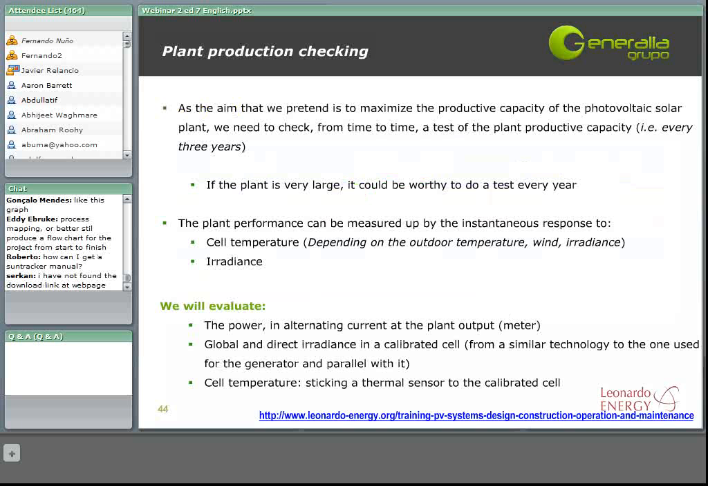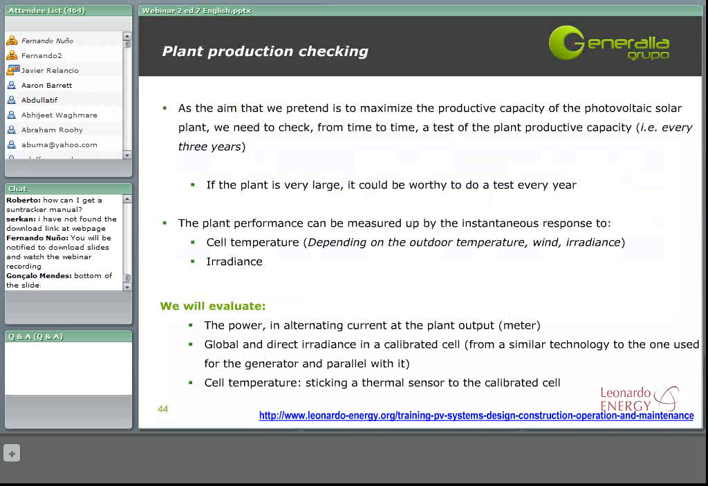The main aim of the plant production checking is to maximize the productive capacity of the photovoltaic solar plant. Normally, these tests should be repeated at least every 3 years, but depending on the size of our facility, it might be done more frequently. To do this plant production checking, we can measure the plant performance by the instantaneous response to the cell temperature and the irradiance.